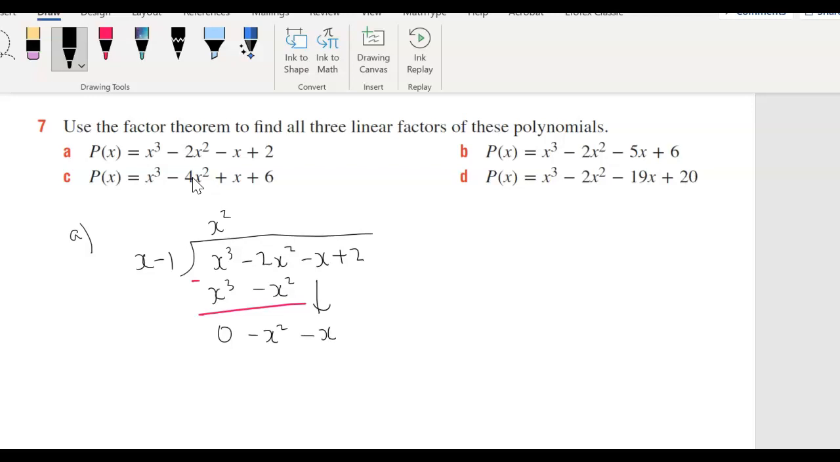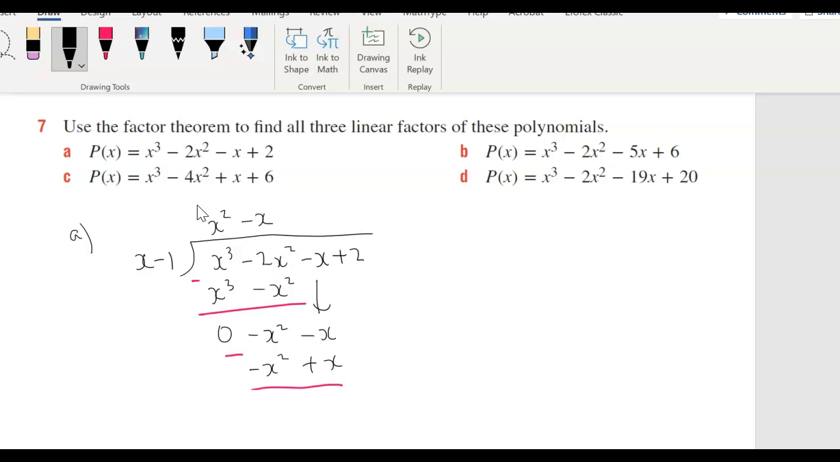All right, so negative x squared divided by x is negative x, multiplying through again, and then we've got plus x. Oops, I didn't do that in pink. I like to be consistent. I'll do it in pink.